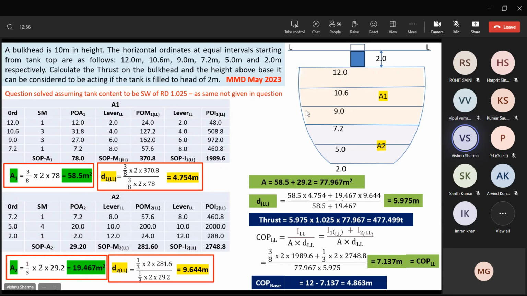One second. Here it is. Area 1 is calculated by rule 2. So its coefficient is 3/8. 3H/8 is the formula for rule 2. So this is 3/8 and this is H, and this is SOP inertia for area 1.